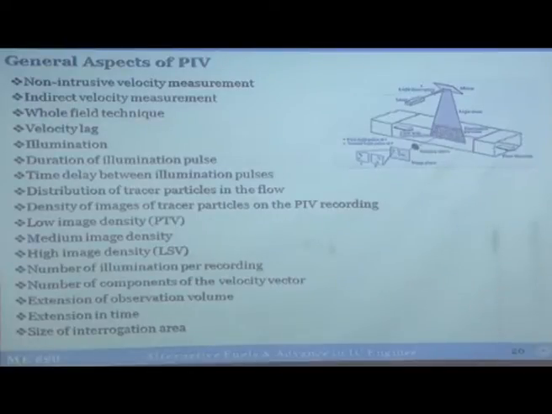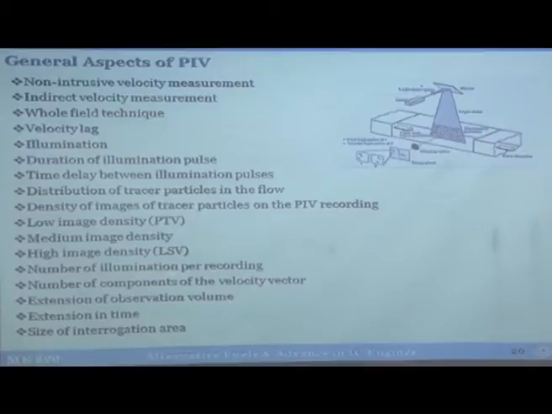Medium image density is where the particle numbers are more, say a few hundreds, but still you can't do it manually. And high image density is called laser speckle velocimetry. Laser speckle velocimetry means the particle density is so high that the particles almost seem merged to each other. That is called laser speckle velocimetry, LSV, and this can only be interrogated using a computer.